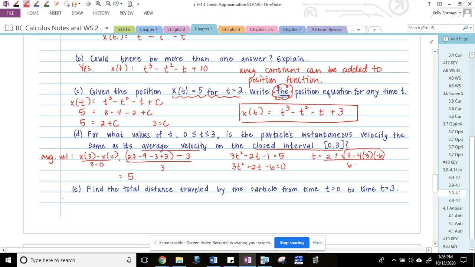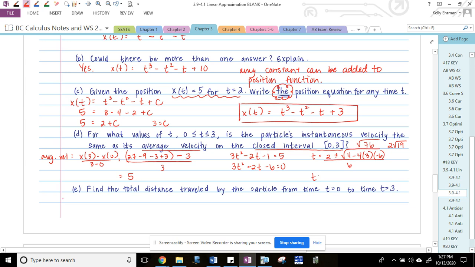And I'm sure this simplifies, so let's see, square root of 4 plus 12 times 6. 4 plus 72 is 76. And then how does that simplify? Let's see, 4 goes into that, so I can pull a 2 out. 4 goes into that once, 9, so 2 radical 19. 2 plus or minus 2 radical 19 over 6.